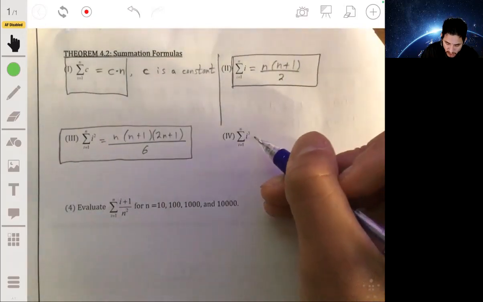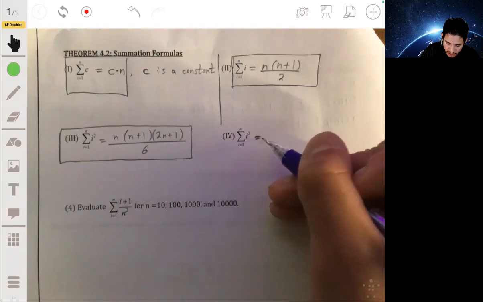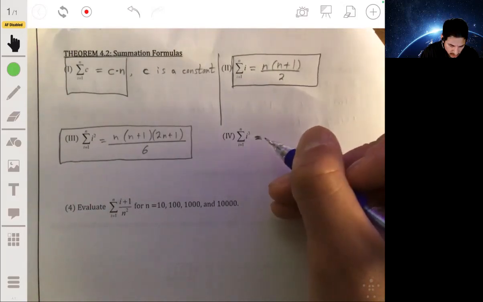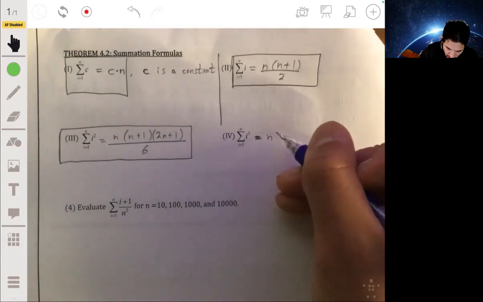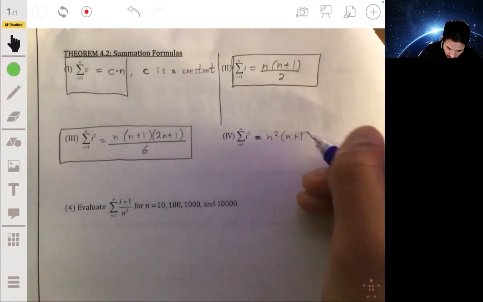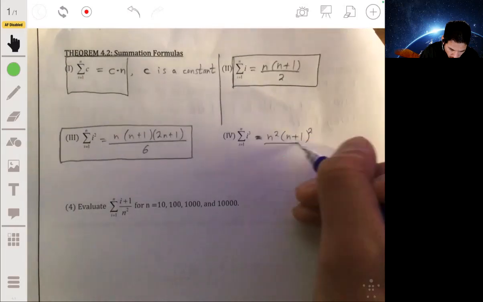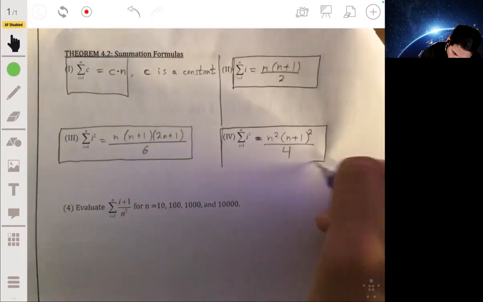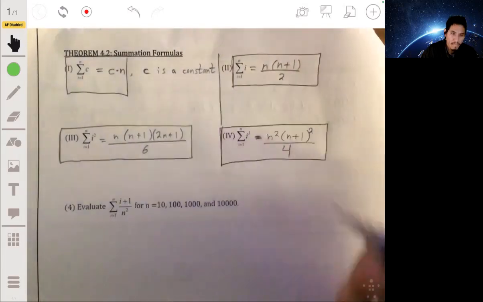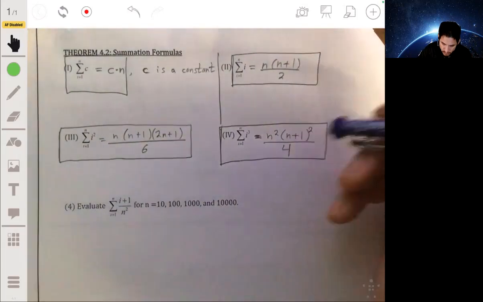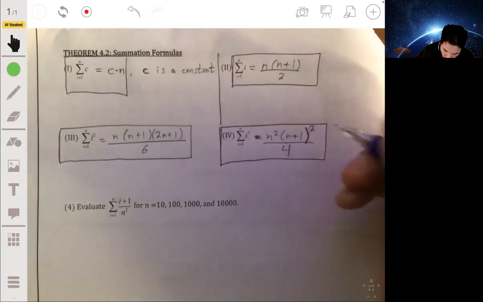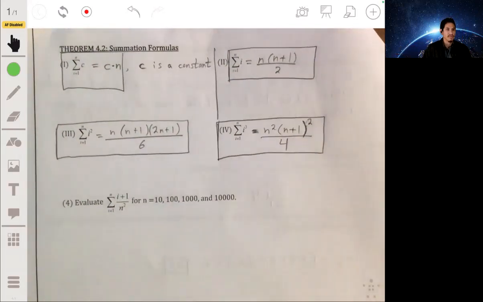And the fourth formula says that if each of your terms are equal to i cubed and you're adding from i equals 1 to the n term, then this will be equal to n squared times n plus 1 squared all over 4. So let's see how we can apply these.